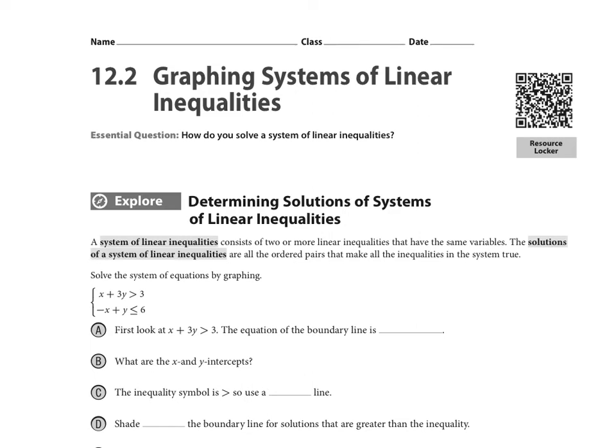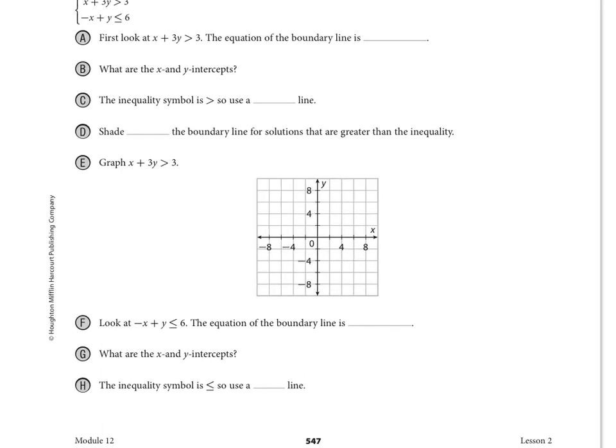Okay, we're going to do graphing systems of linear inequalities. So this is very similar to what we did in Module 7 with graphing an inequality in two variables. The only difference is it's more than one. So again, the calculator is really useful here. If you're going to graph, you want to use slope-intercept form.